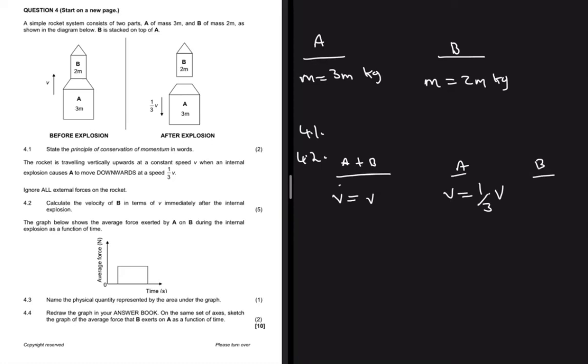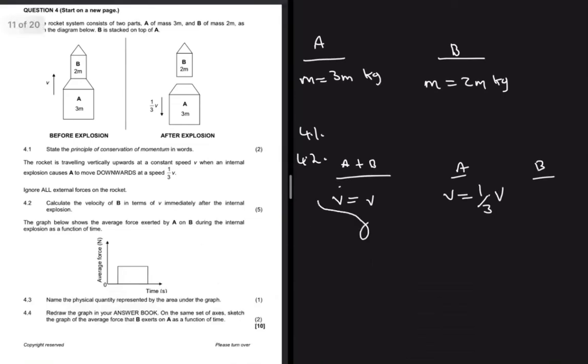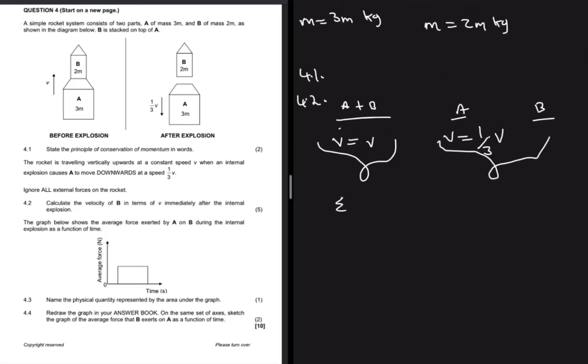And then the question says, okay, ignore all external forces on the rocket. The question now says calculate the velocity of B in terms of v immediately after the internal explosion. So this is our scenario before the explosion, and then this is what we have after the explosion. So this momentum before is supposed to be equal to this momentum after.